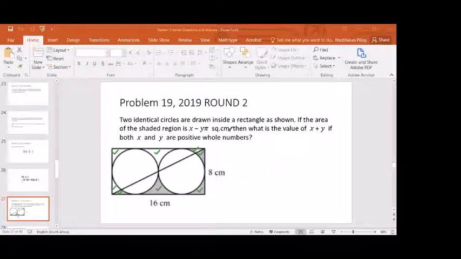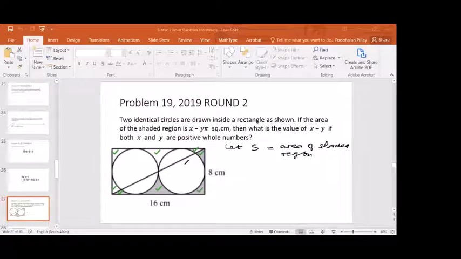I don't know what the area of the shaded part is, so I'm going to give a name to it. I'm not going to call it X because I already have X and Y. We've got S for shaded, right? Let S be equal to the area of the shaded region. This is a region.